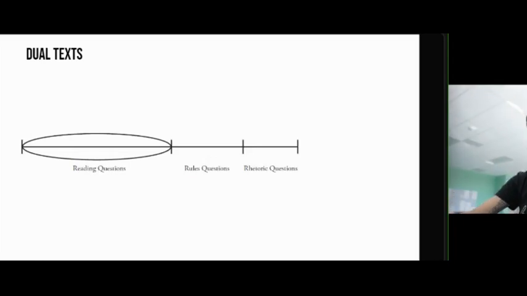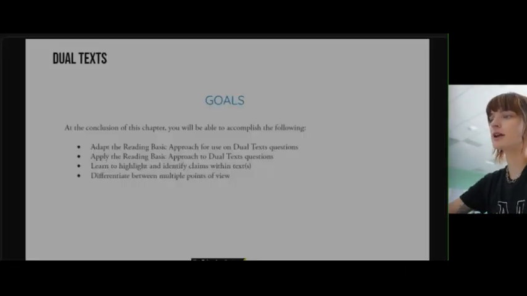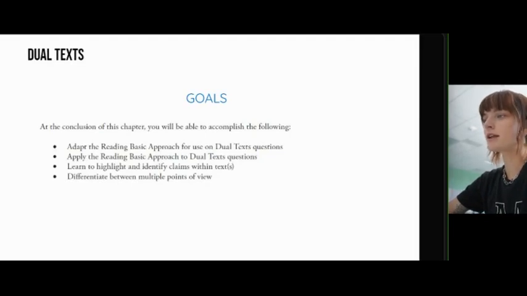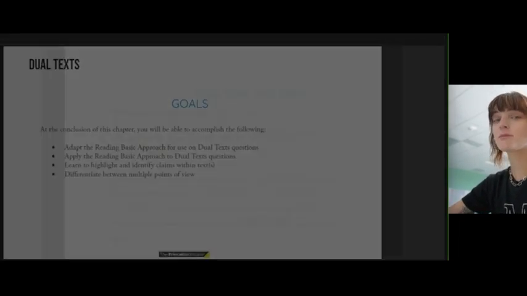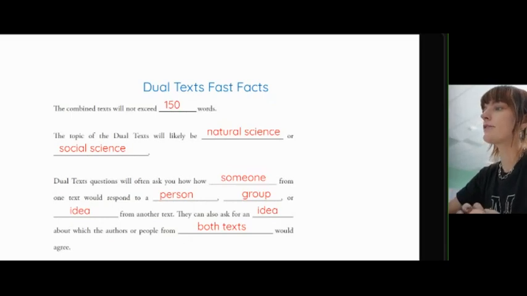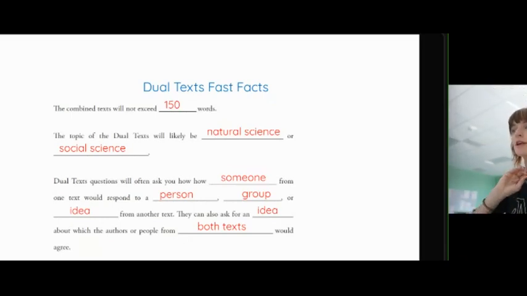So to begin, dual text questions fall into the reading category. Today we're going to look at the basic approach for these questions, learn how to identify and highlight claims in the text, and then differentiate between points of view. The first is that the combined text will not exceed 150 words. So although these are probably the lengthiest texts that you'll read, they won't be more than 150 words. And they're going to cover topics like natural science and social science.